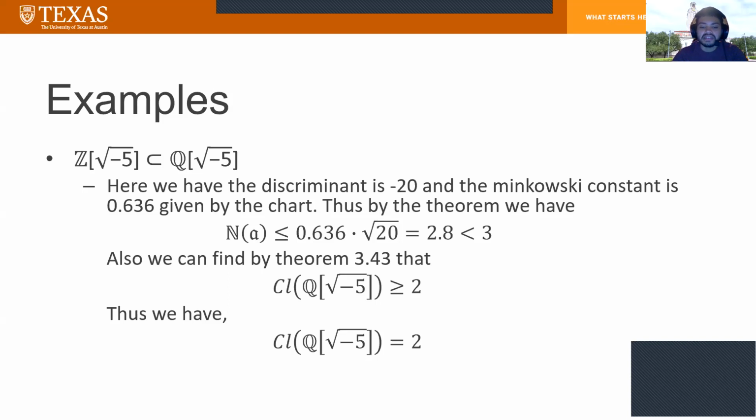Why? Well, it is bounded below by 2, so it can be greater than or equal to 2. But we have that it's strictly less than 3. Thus, we have only one possibility, since the class number has to be a whole number, which is class number equal to 2.